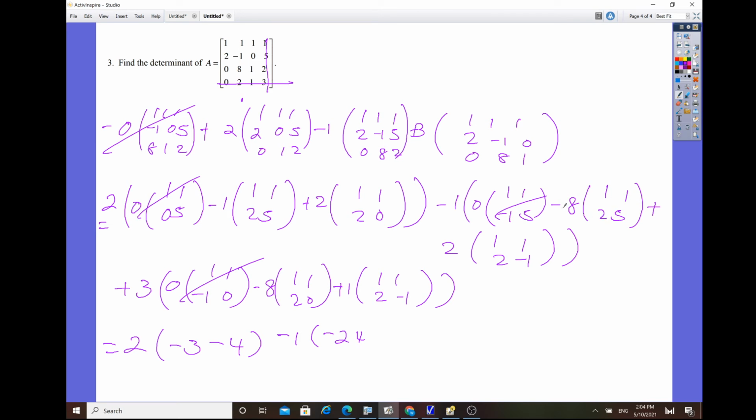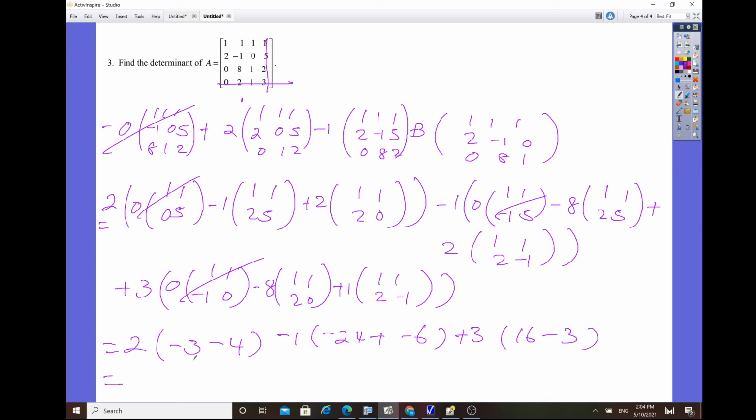Negative 24. And then plus, right here, so 2 times the quantity, determinant of 2 by 2 matrix, negative 1 minus 2, negative 3. Negative 3 times 2, negative 6. And then the final group here, so 3 times the quantity, 0 minus 2, negative 2, times negative 8, plus 16 times 16. And then negative 1 minus 2, negative 3, minus 3.